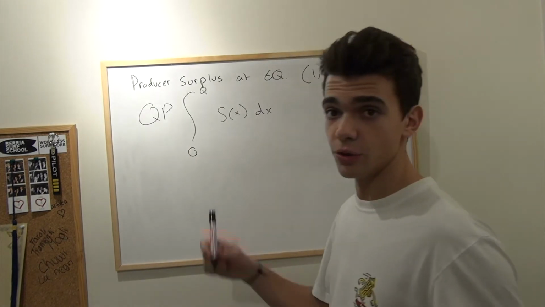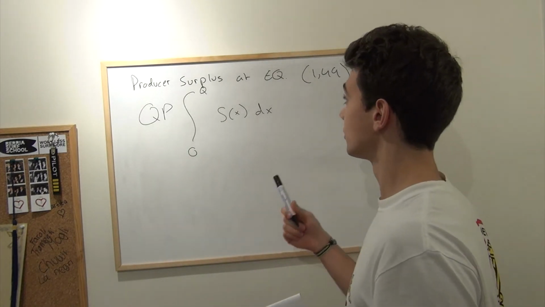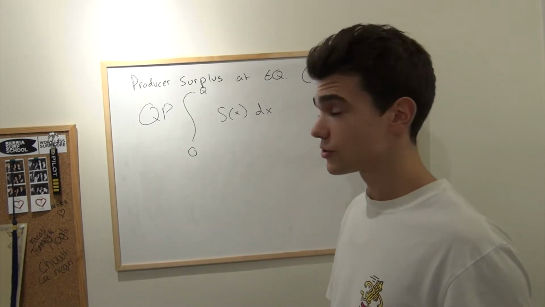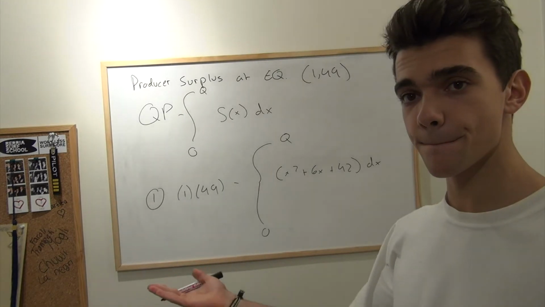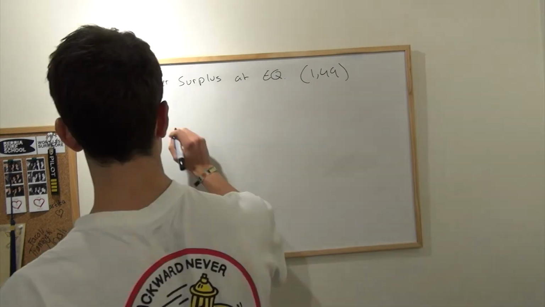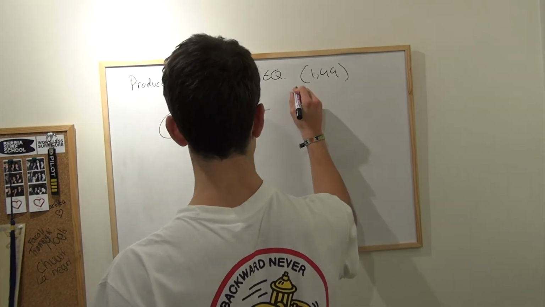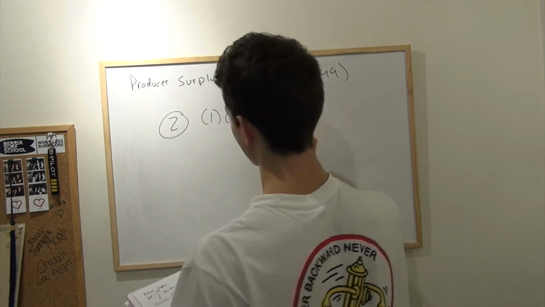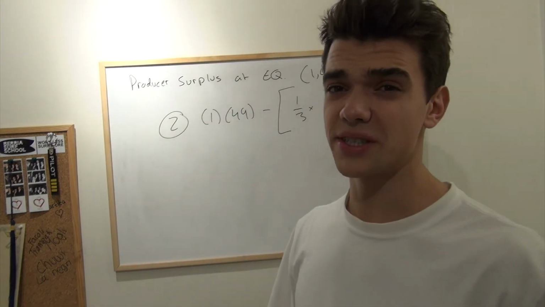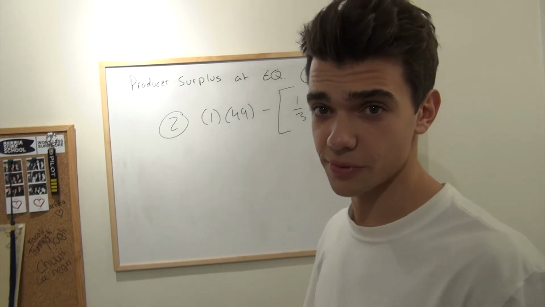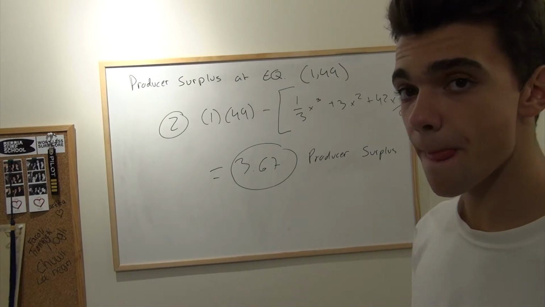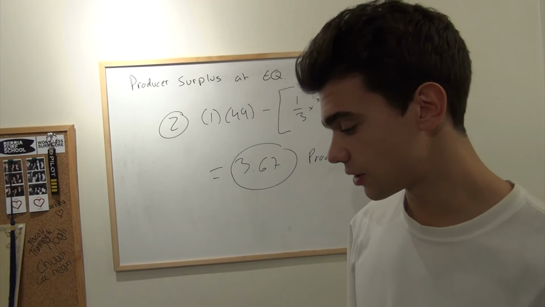In order to find the producer surplus, we should follow the following formula. We now substitute our supply function into the following formula. We basically follow the same steps as we did to find the consumer surplus. We only change the function. So that would be our producer surplus.